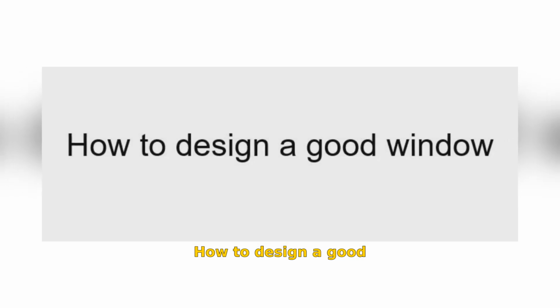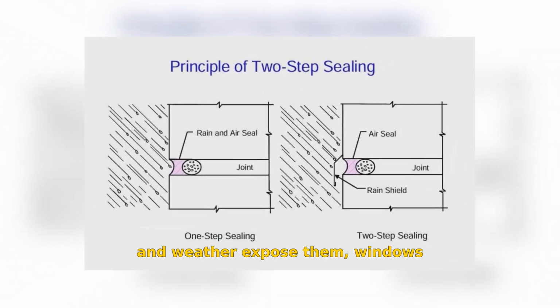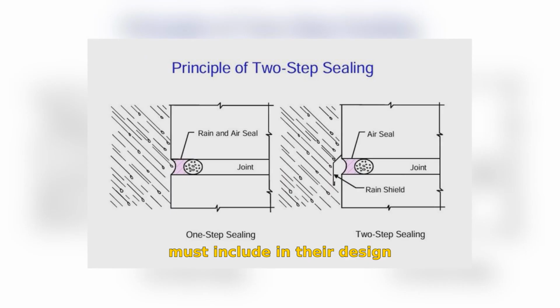How to design a good window. In order that windows may be able to resist wind and weather exposure, windows must include in their design certain characteristics which make them sufficiently resistant to rain, especially driving rain, to prevent leakage and damage caused by damp, and wind, to prevent drafts and reduced insulation efficiency. It is thus especially important for windows to be designed precisely with these factors in mind.